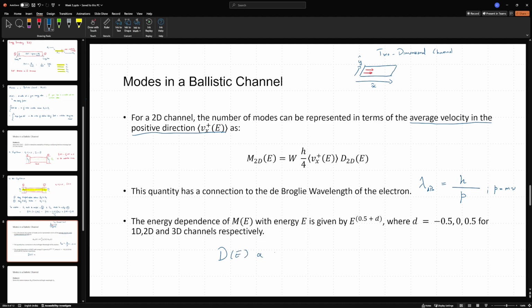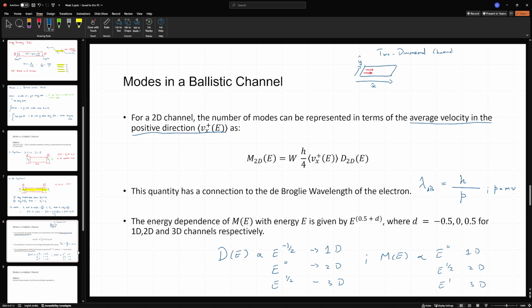So D of E is proportional to E to the power minus half, E to the power 0, and E to the power 1 half for a 1D, 2D, and 3D channel. And if I'm looking at M of E, then that is proportional to E to the power 0, E to the power half, and E to the power 1 for again a 1D, 2D, and 3D respectively. Oh, this is not 3 by half, this is 1 by half. Apologies. Yeah, minus half, 0, and half, and this is kind of shifted by a half. So this is 0, half, and 1 over here.